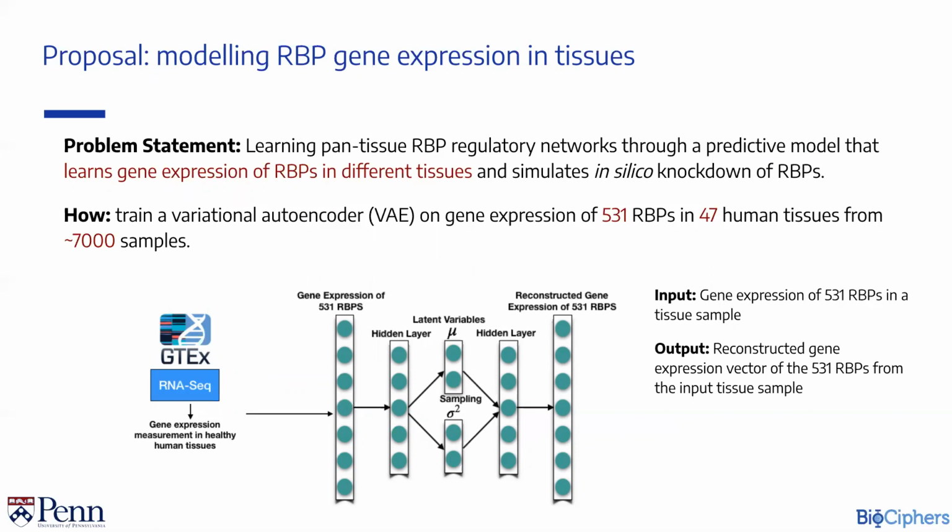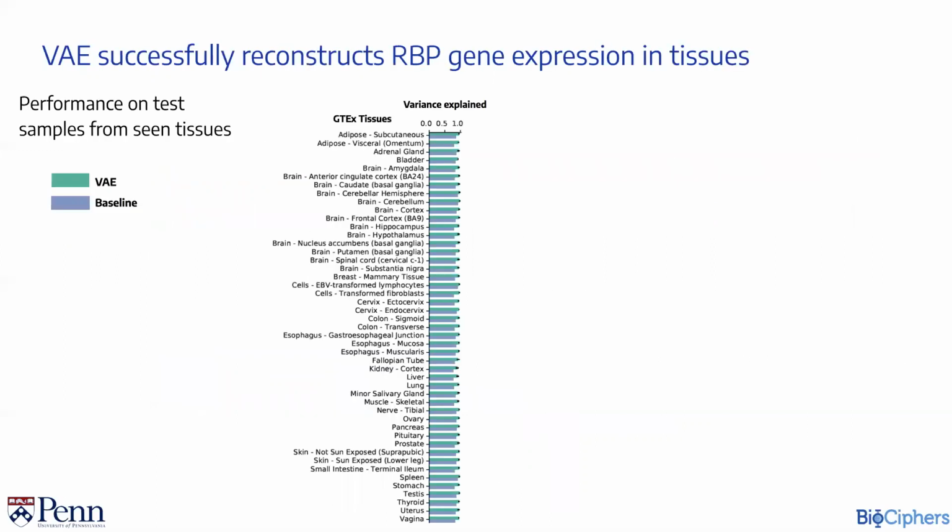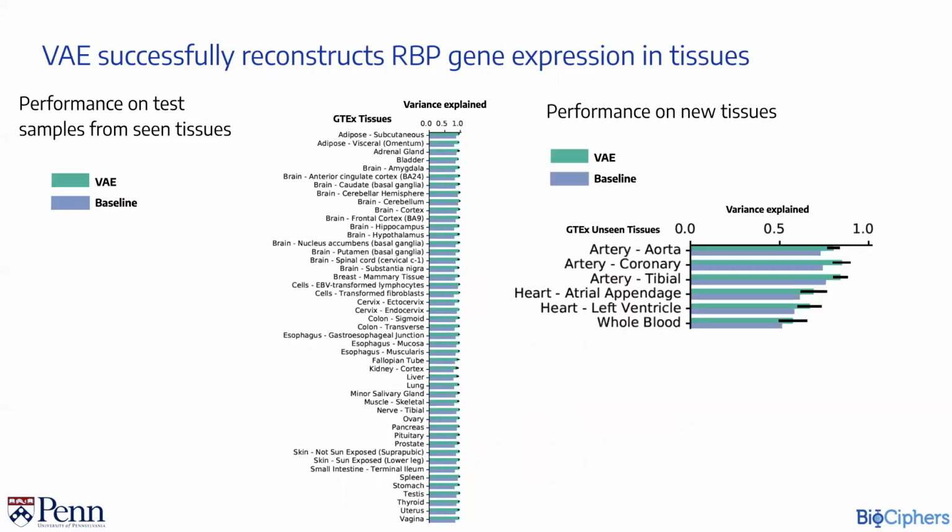Let's evaluate the performance of this VAE. First, we look at test samples for the 47 tissues from training. We compare VAE to a baseline. Our baseline is mean gene expression of RBPs in a tissue. On the x-axis, we show variance explained by the reconstruction. Higher values are better. And on the y-axis are the 47 tissues. Our VAE outperforms the baseline and is able to learn RBP gene expression across all tissues.